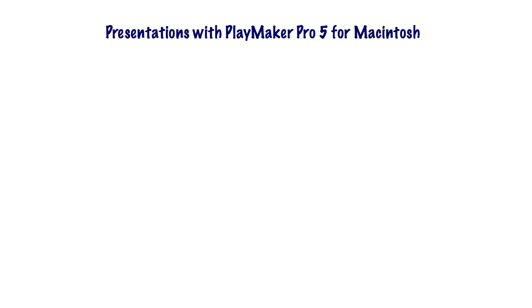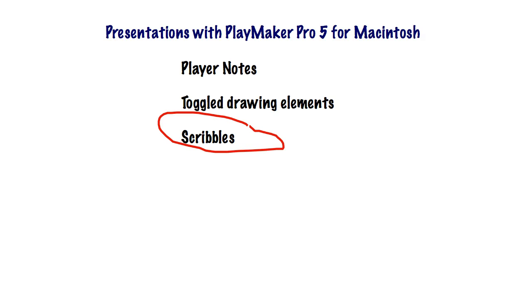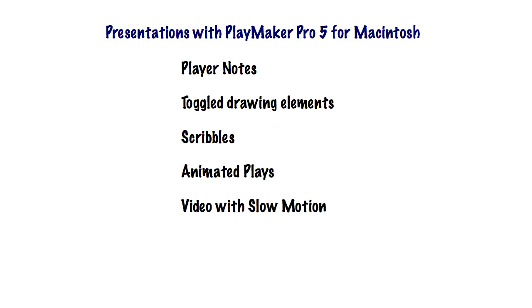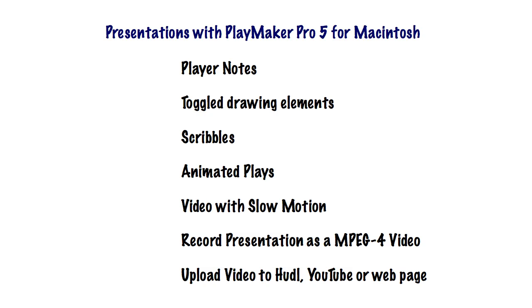So let's just recap the things we can do with presentations with PlayMaker Pro 5 for the Macintosh. We can use player notes to create balloons that point at players and show their instructions. We can toggle drawing elements to add a little dynamic motion to our presentation. We can use scribbles to focus on things. We can animate plays to get the players to move about the screen. We can display video and show it with slow motion and freeze frame. We can record our presentation as an MPEG-4 video, and after the fact, we can upload that video to Huddle, YouTube, or you might see this video on my webpage.